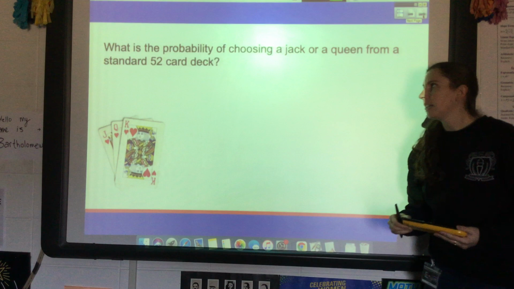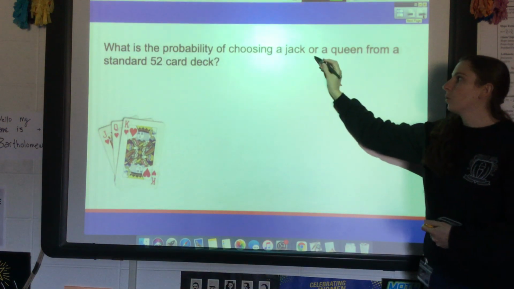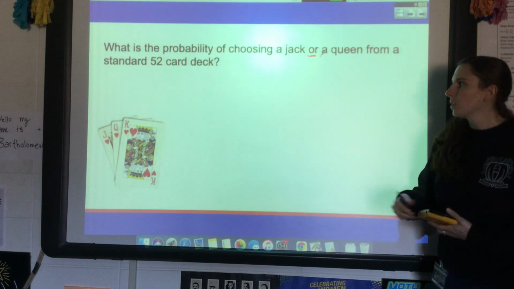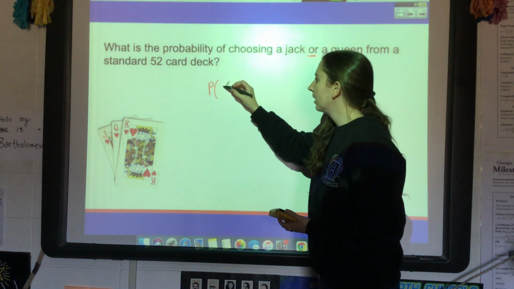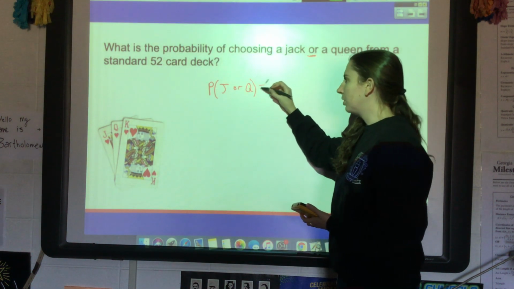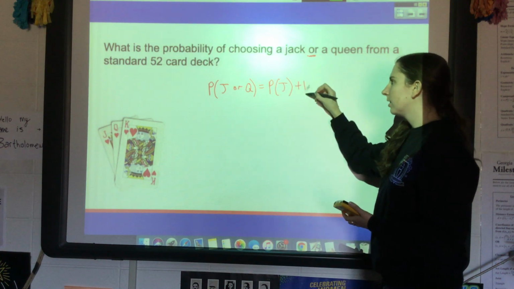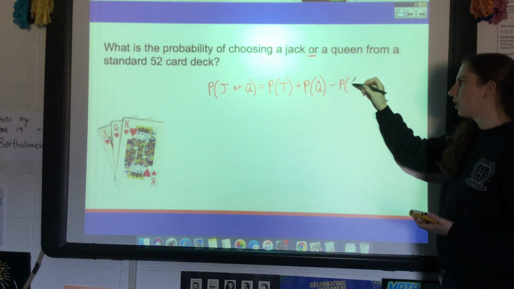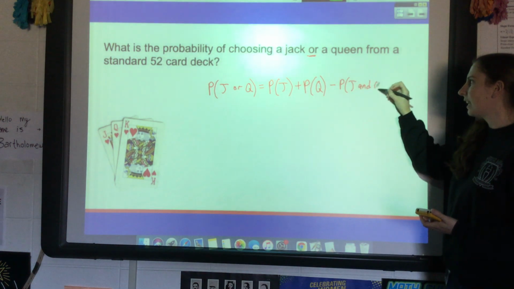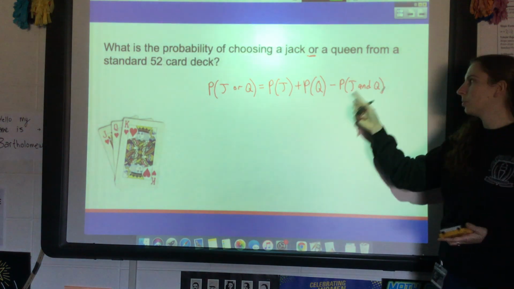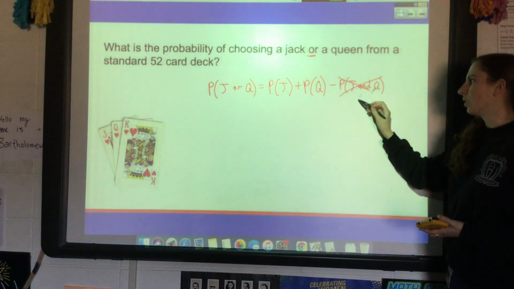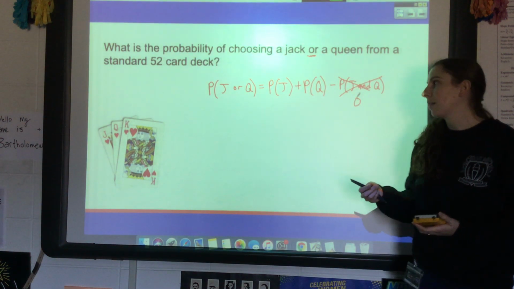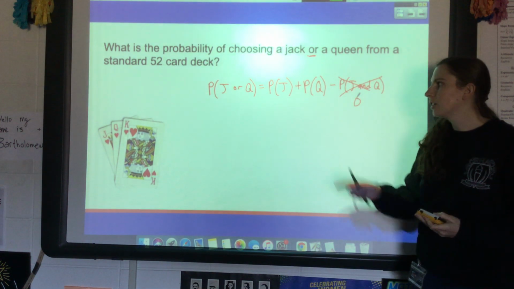All right, what is the probability of choosing a jack or, the word or is important, a queen from a standard 52 card deck? So if I want to follow the rule here, jack or queen, I would do the probability of drawing a jack plus the probability of drawing a queen, and then I would subtract the overlap. Subtract the probability of drawing a card that is both a jack and a queen. Here's the thing, there is no card that's both a jack and a queen. That is 0. So if these events are mutually exclusive, which means there's no overlap, then you don't have to worry about that last part. You can just add them up as it is.